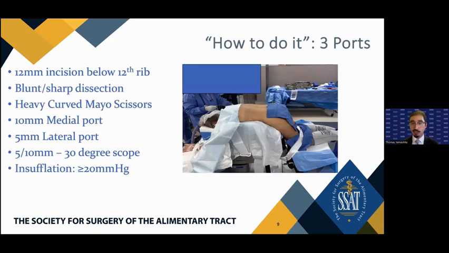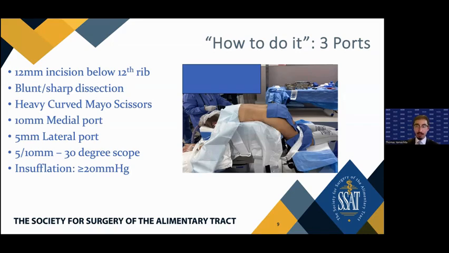So this is the position that we do. I personally am using the Wilson frame. There's a Cloward saddle that can be done as well. The patient is induced supine, lined up, get everything done, then we flip him prone and mark him. The first incision is a 12 mm incision that will be around below the 12th rib. You do blunt and sharp dissection down the retroperitoneum. And this is actually one of the scariest maneuvers, I think, in endocrine surgery, that you pop in blindly by feel with the heavy curved Mayo scissors.